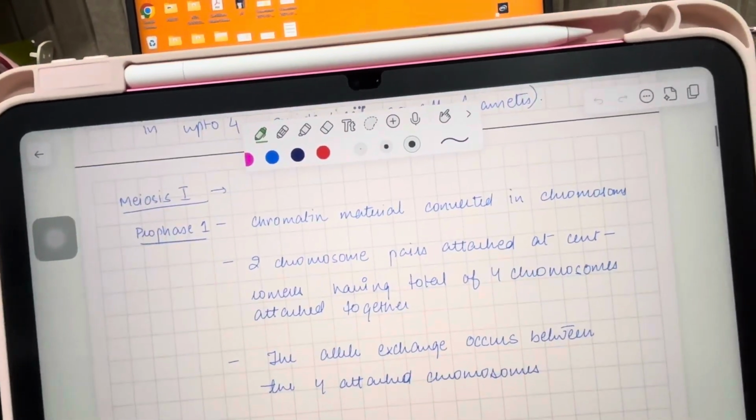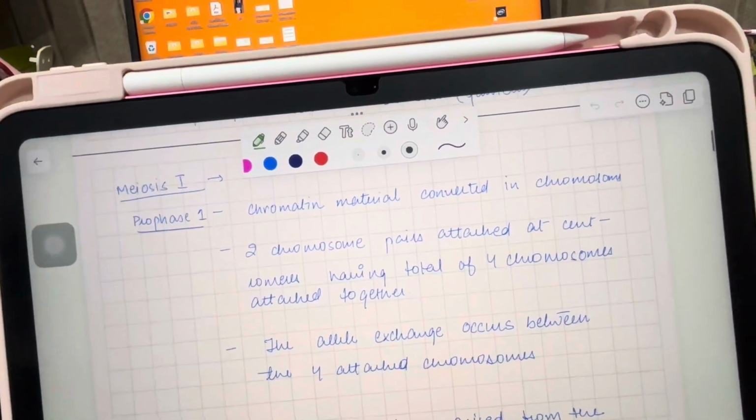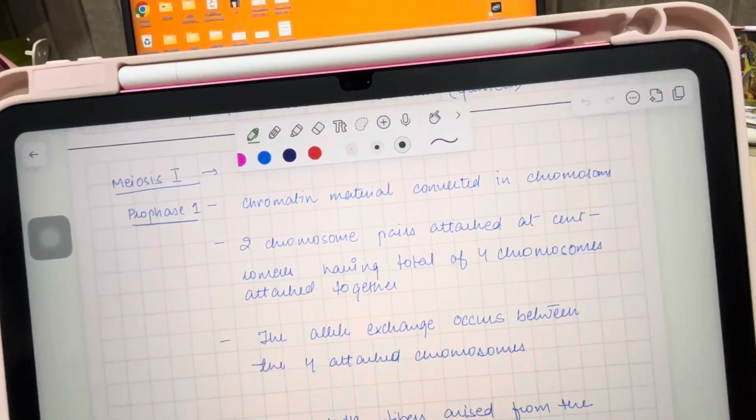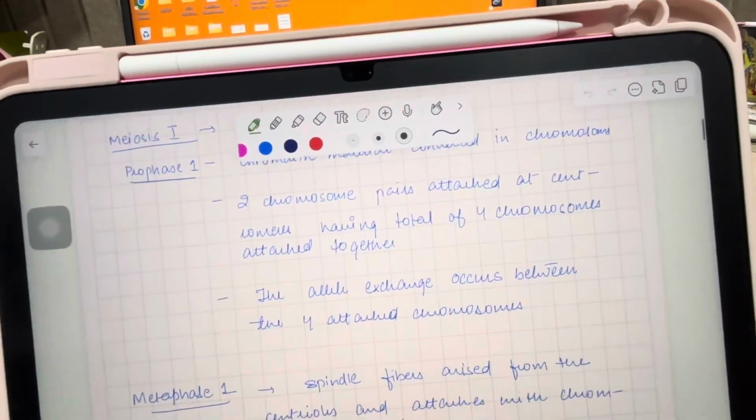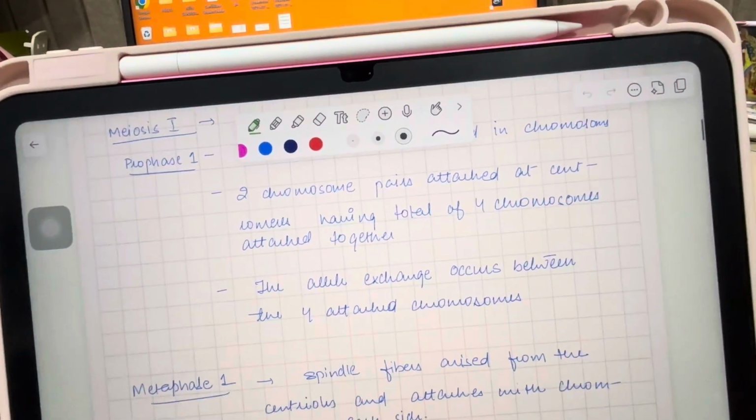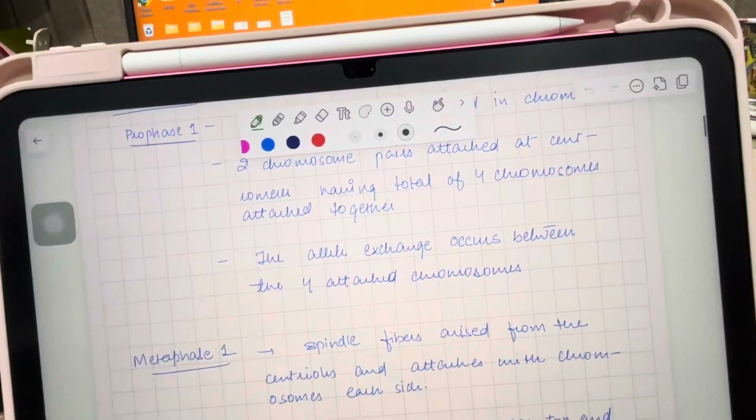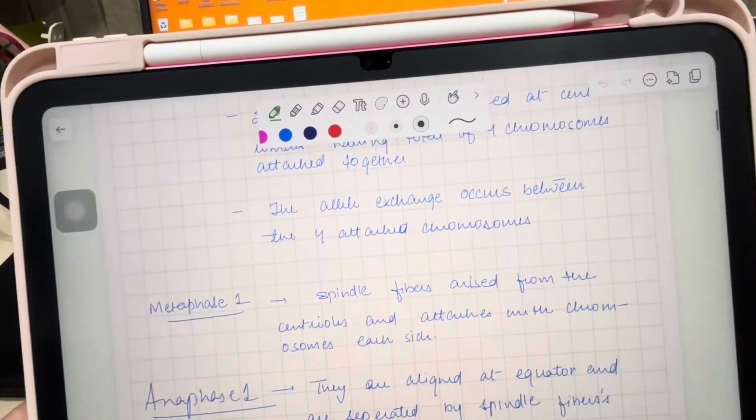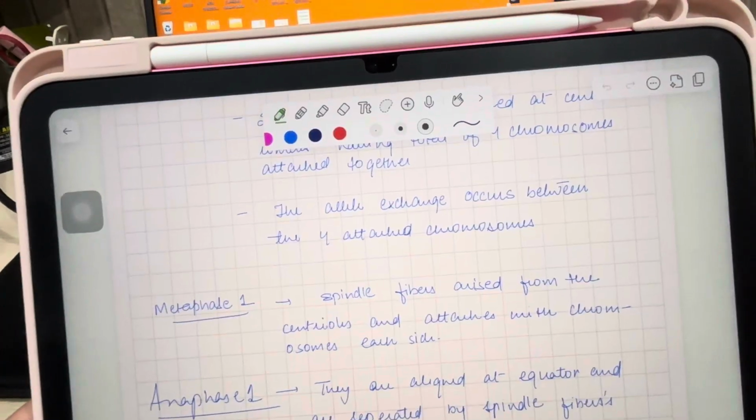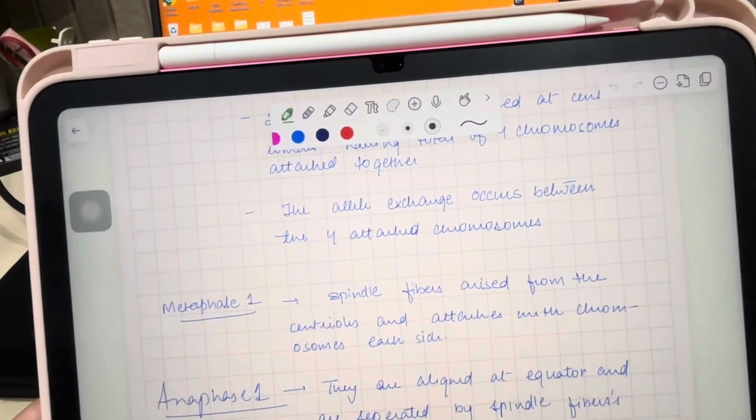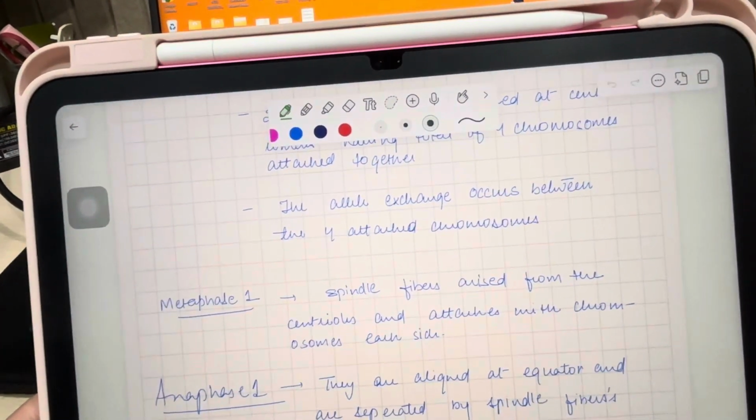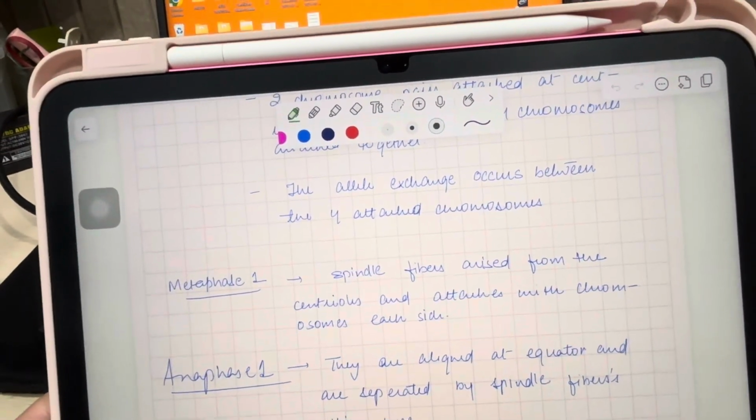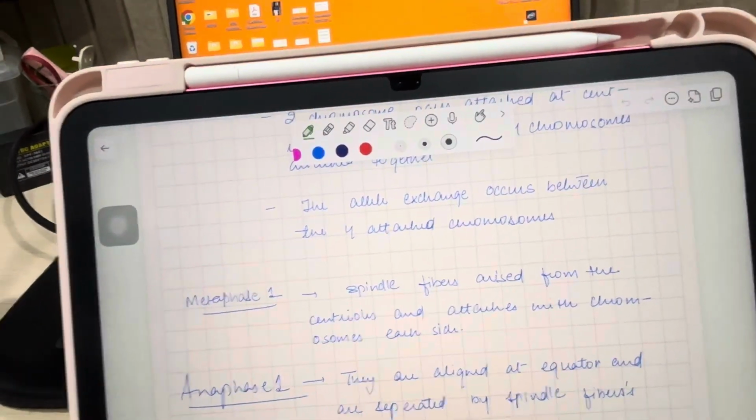So during prophase 1, the chromatin material converts into chromosome pairs, attached at the centromere, having a total of 4 chromosomes attached together. Allele exchange occurs between the 4 attached chromosomes. Then comes the metaphase. Same thing happens as in mitosis.